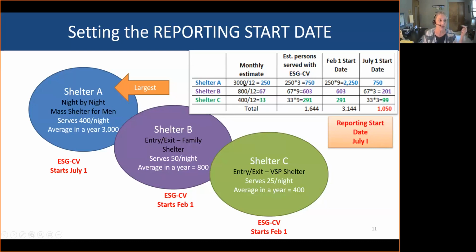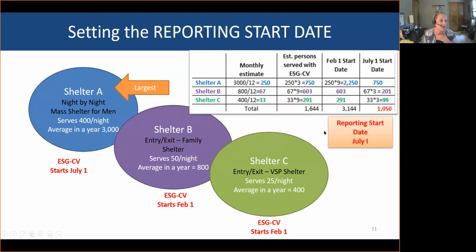You can take what the emergency shelter reported serving last year to get this monthly estimate. I mean, this isn't a highfalutin estimation. This is trying to be as close to accurate as we can be without inflating the numbers. So that's what we're looking at here.